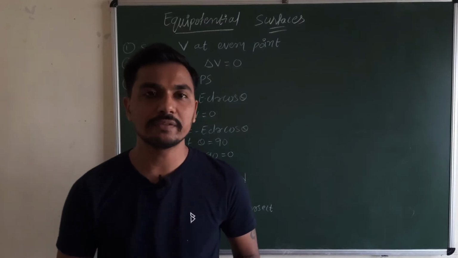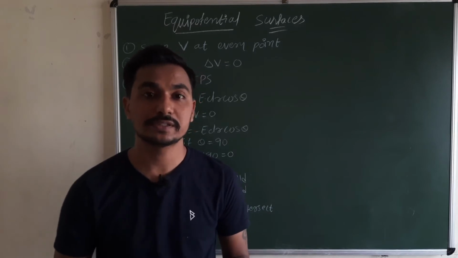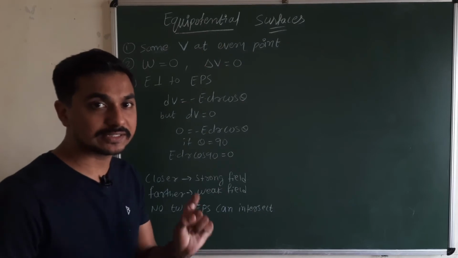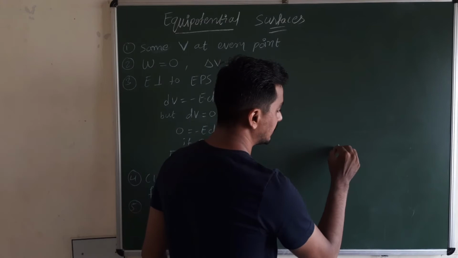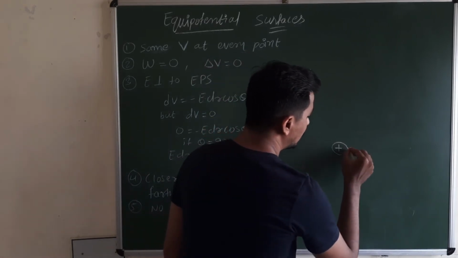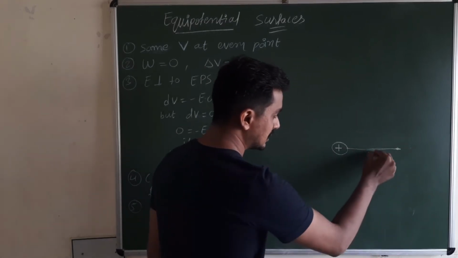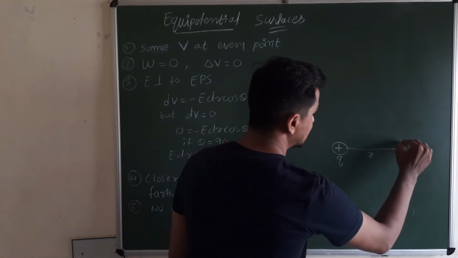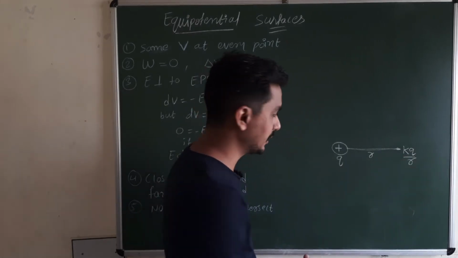Let's discuss equipotential surfaces. What does the term equipotential surface mean? See, equi means equal and potential means potential, that is, equal potential surfaces. So for example, suppose I have a positive charge here, and I want to find the potential at this distance r. Then the potential at this point due to this charge q is given as kq by r. It's the formula of electric potential.